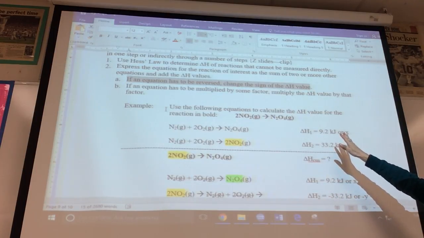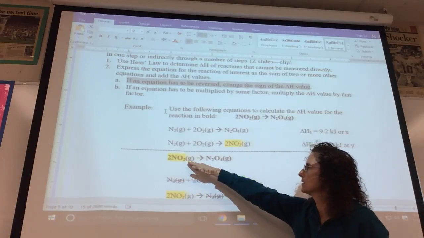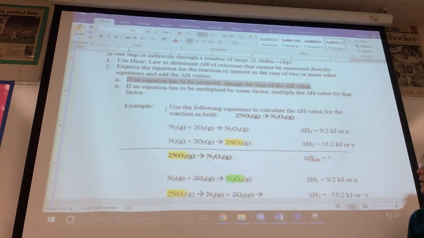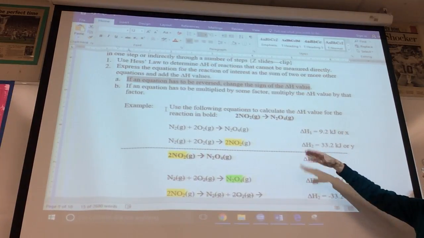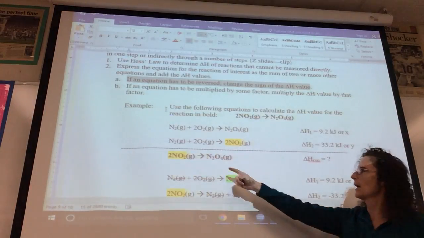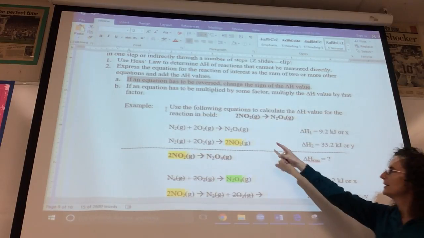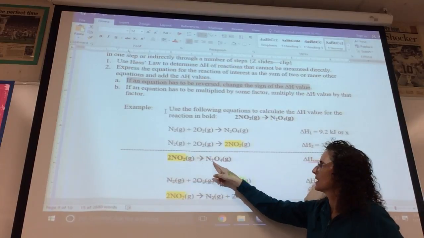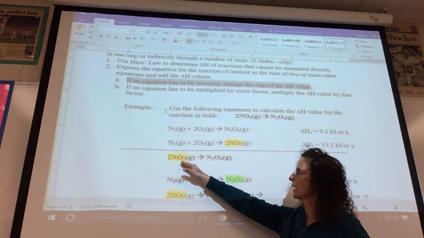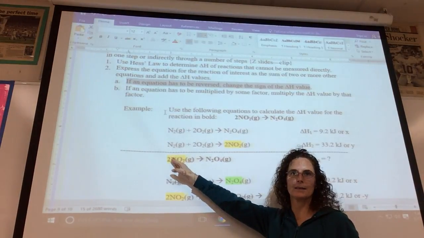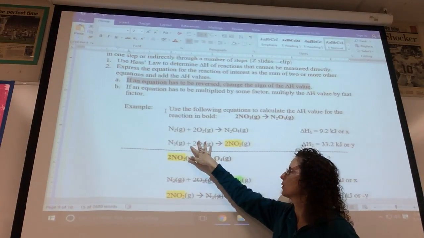It says use the following equations to calculate the delta H value for the reaction in bold. So we want to know the delta H for this reaction. We're given two other reactions and we're given their delta H's. So everything in black here is given, the highlight wouldn't be. Sometimes they don't have this at the bottom, they have it over here. I need to see if, when I add these two equations, they equal that. And I can see that they're not going to, because first of all, nitrogen dioxide in the net equation is a reactant, where here it's a product. That suggests to me I need to flip this equation over.